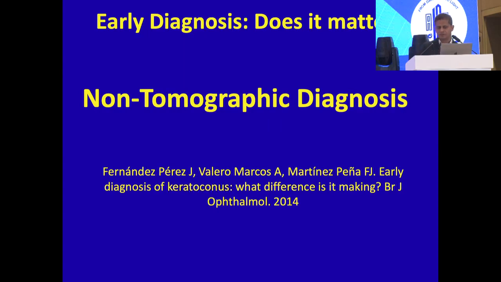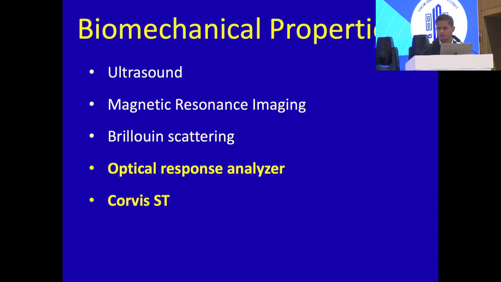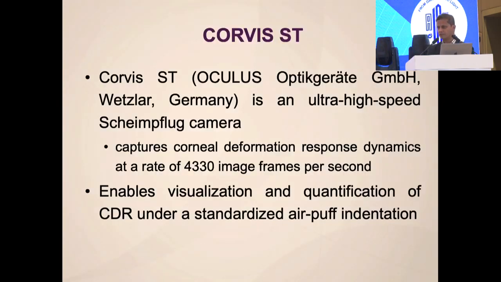Non-tomographic diagnosis is what we rely on more and more nowadays, using wavefront aberrations, corneal biomechanics, FTIR, and optical quality analysis system. I'm just going to focus on corneal biomechanics a little bit. We have ORA and Corvis ST available commercially that can be used to measure corneal biomechanics. We have been using Corvis ST for more than 10 years now.